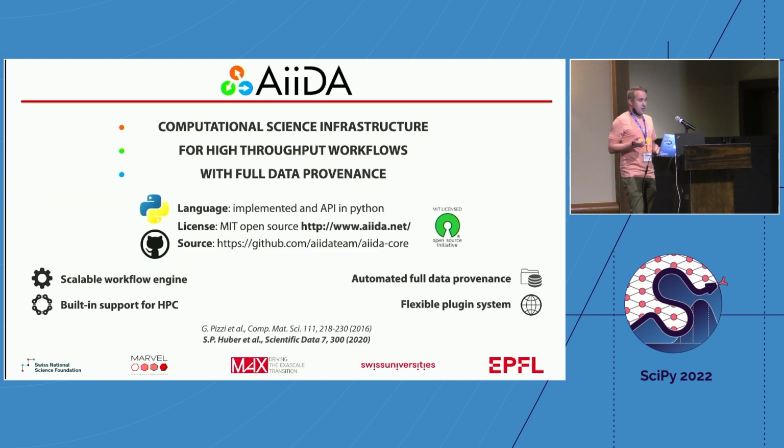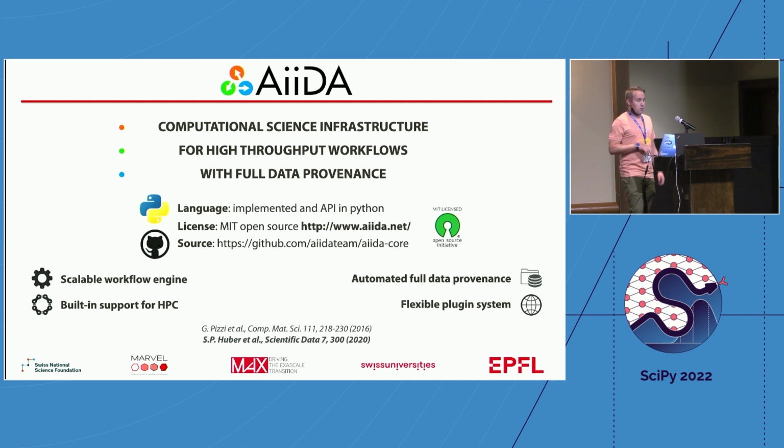So in order to address these challenges, we created the AiiDA platform, which is an open source Python package to compose and run workflows. And it provides a number of features, including a scalable workflow engine, automated tracking and storage of data, built-in support for interfacing with compute resources. So it will automate the submission and retrieval of simulations on any HPC or supercomputer facility. And it also has a flexible plugin system for extending the core functionality of AiiDA.